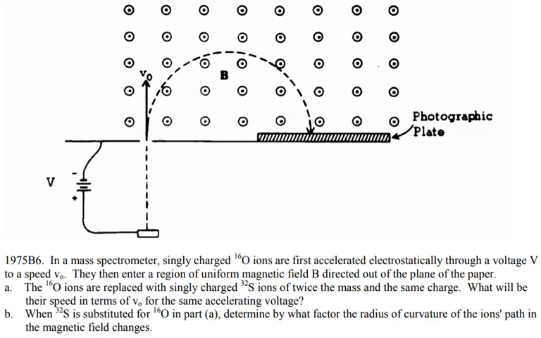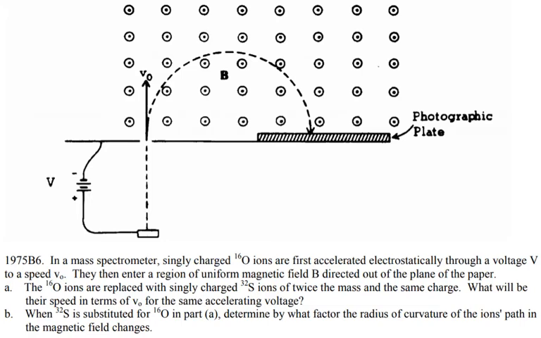The oxygen-16 ions, that means they're positively charged, are replaced with singly charged sulfur-32 ions of twice the mass and the same charge. What will be their speed in terms of V sub 0 for the same accelerating voltage? And for the B part, when sulfur-32 is substituted for oxygen-16 in part A, determine by what factor the radius of curvature of the ion's path in the magnetic field changes.